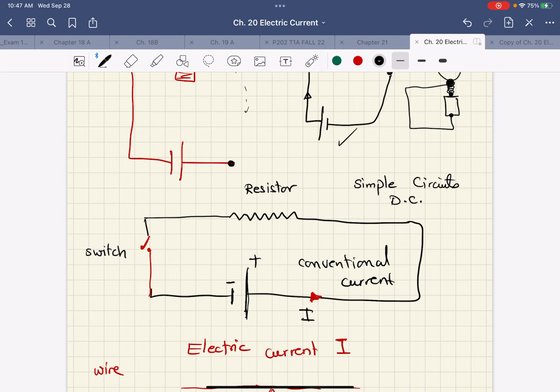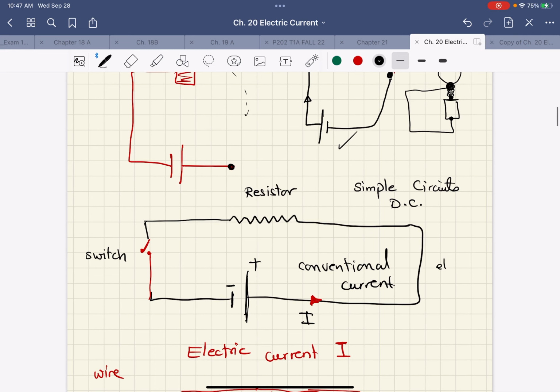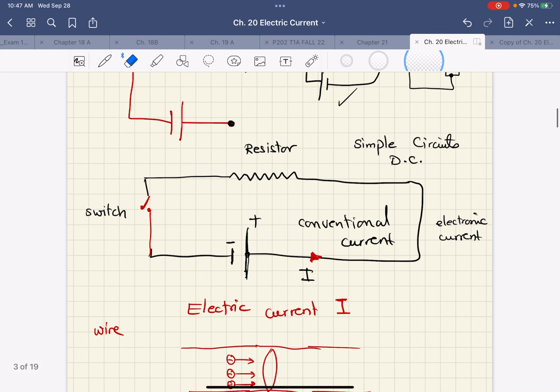And what's actually happening is that electrons are going to leave. This is the actual current, from negative to positive, which we call the electronic current, which represents the motion of electrons. But the conventional current is going to be the one that we are going to use in all our circuits, going from positive to negative. Now we will use I for the electric current.